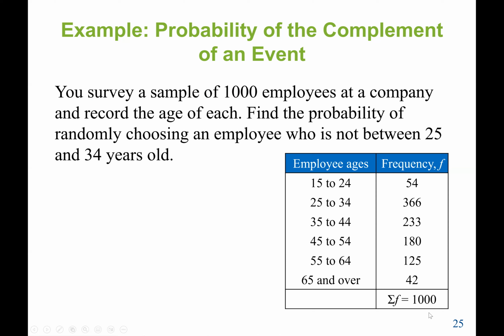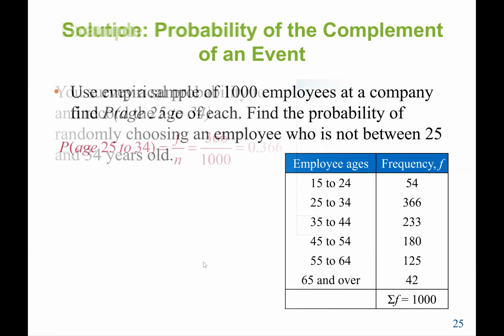Now, for example, what's the probability that the employee will be 65 years or over? Then it will be 42 divided by 1,000. What is the probability that the employee will be 45 years and over? It will be 180 plus 125 plus 42 divided by 1,000. So let's see the solution here.